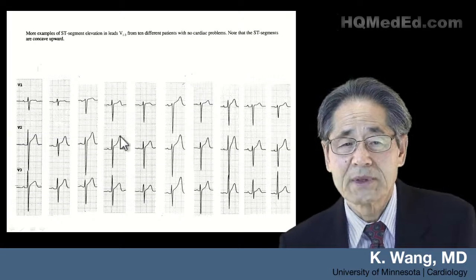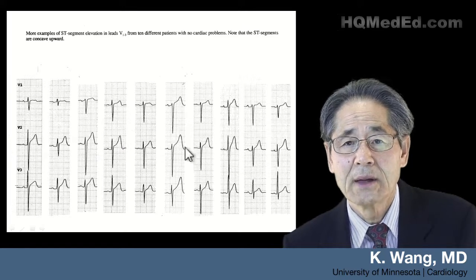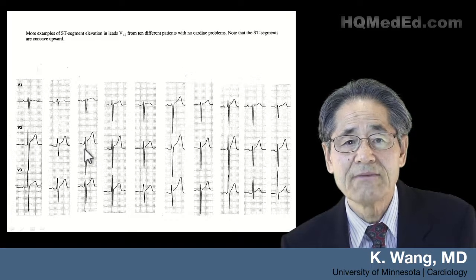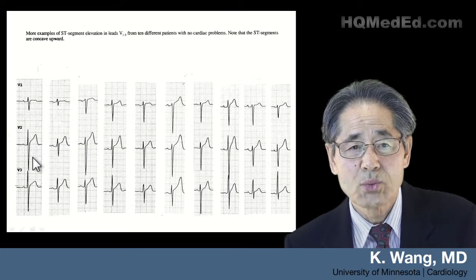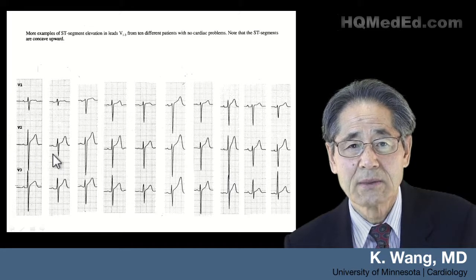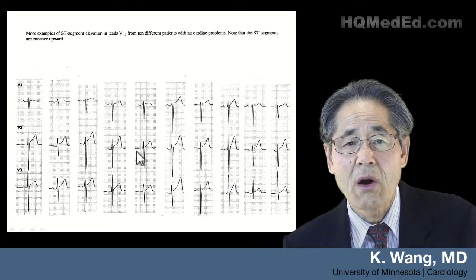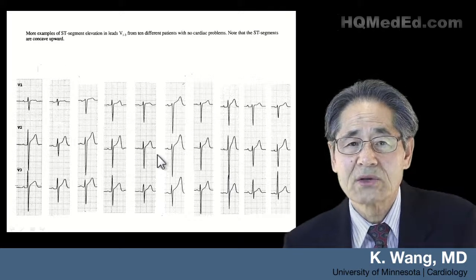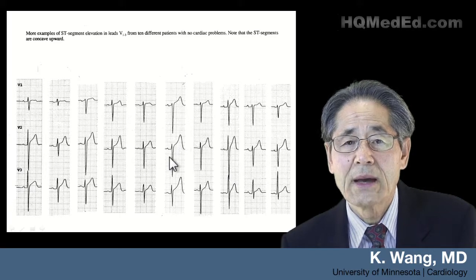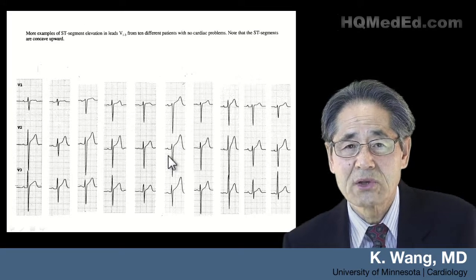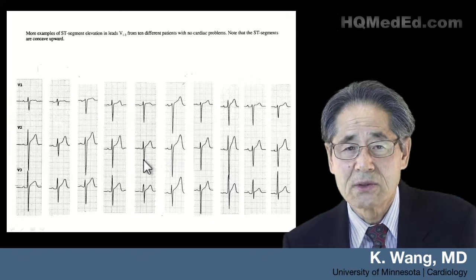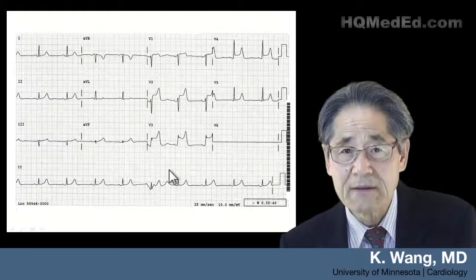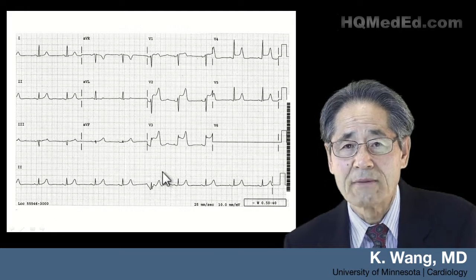So I collected from 10 different healthy men who all have ST elevation, especially in V2. The deeper the S wave, the more the ST elevation. The ST segment is all concave. Wouldn't it be nice if normal ST elevation is all concave and infarction-causing ST elevation is convex? Yes, normal ST elevation is all concave, but infarction is not always convex.